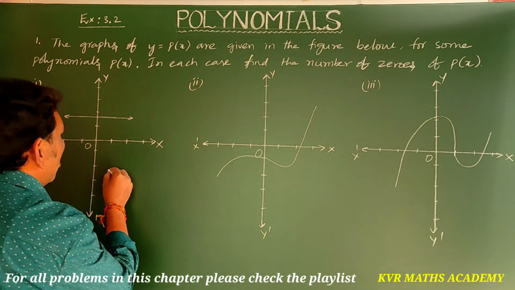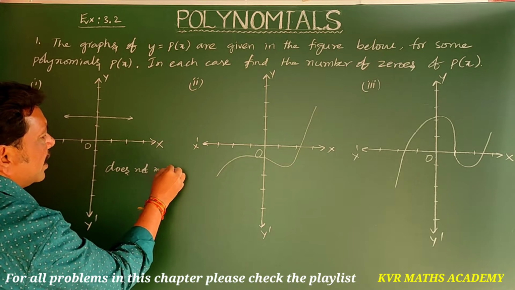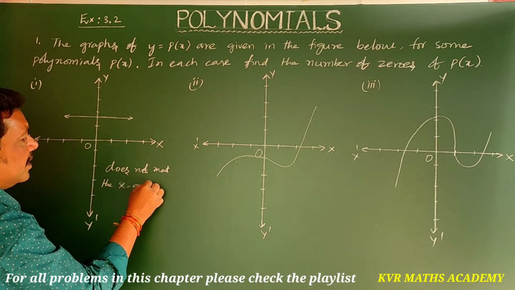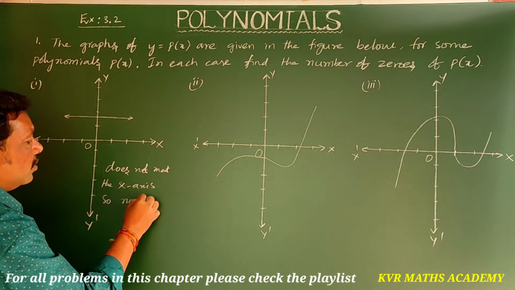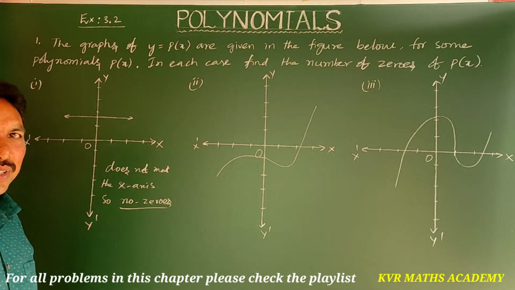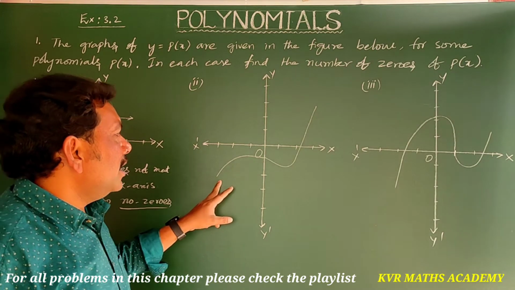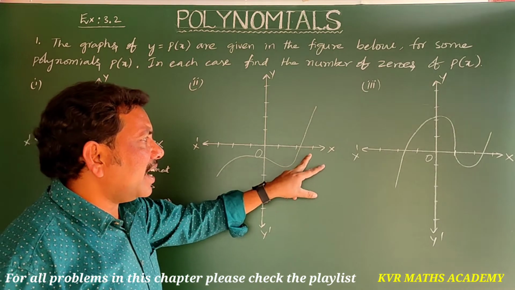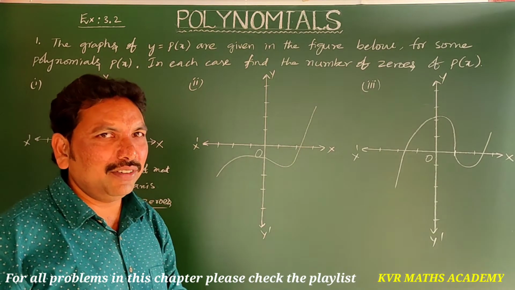It does not meet the x-axis, so no zeros. Simply write down: no zeros. Understood clearly? Coming to the next graph. Here this curve meets the x-axis at only one point. So it has only 1 zero.